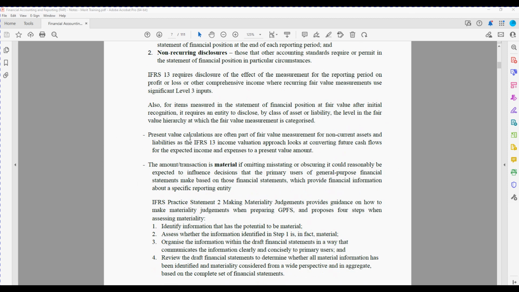So present value is often part of the fair value measurement, i.e. you do basically a DCF, discounted cash flow. You calculate all the future cash flows up to a terminal point, then you discount them back at the discount rate, and that's basically the present value.